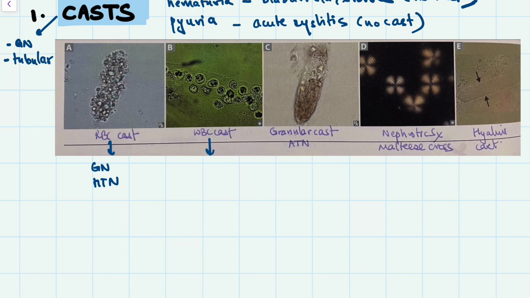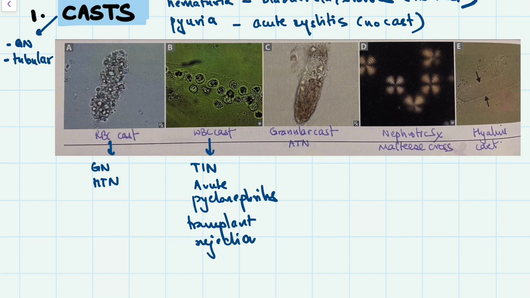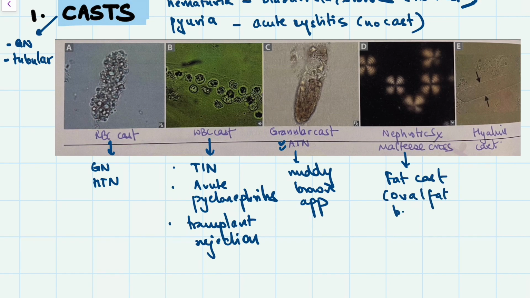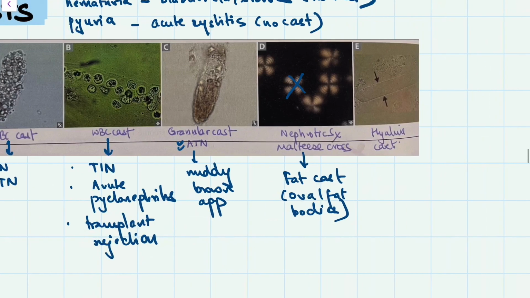Then next we have the WBC cast. It will be seen in tubular interstitial inflammation, acute pyelonephritis, right, and even in transplant rejection cases. Next is the granular cast, which is seen with acute tubular necrosis. It may have a muddy brown appearance, right? Finally, in nephrotic syndrome, we see the fat casts, which are also known as oval fat bodies, and they have a characteristic appearance called the Maltese cross appearance, right?